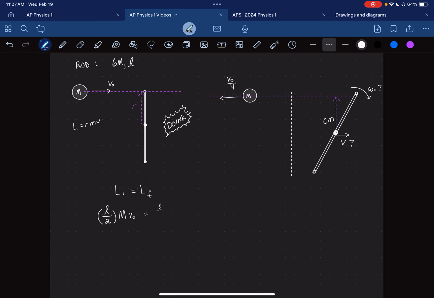So this is L over 2, the mass of the ball, and this is negative V naught over 4. That is the angular momentum of just the ball. We need to add the angular momentum of the rod.